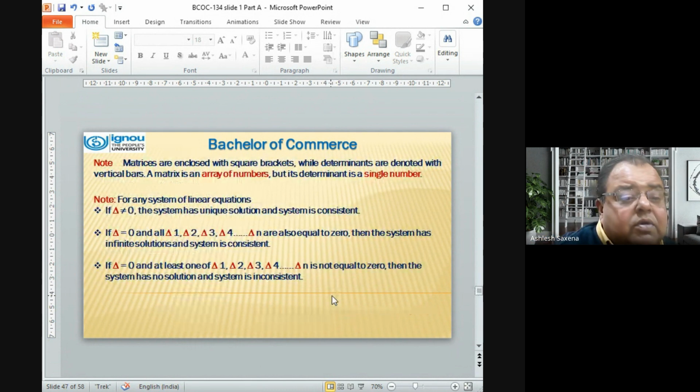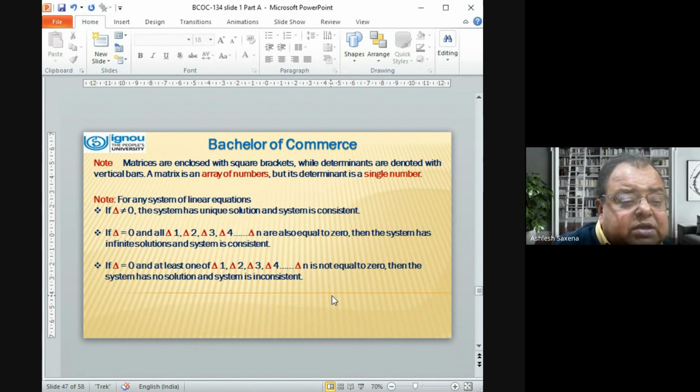We have to note that matrices are enclosed with square brackets, while determinants are denoted with vertical lines like this. A matrix is an array of numbers, but its determinant is a single number, that means its value. For any system of linear equations, if delta is not equal to 0, the system has a unique solution and the system is consistent.